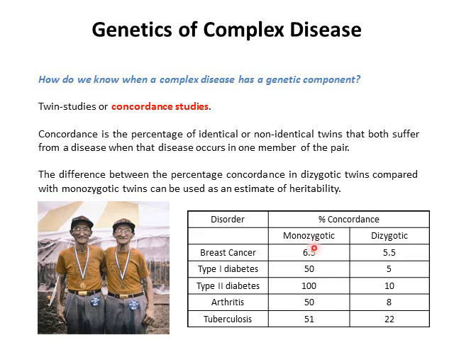So if we start with something like breast cancer, what we see is that the prevalence of breast cancer between dizygotic twins and monozygotic twins is quite similar. There's no increase there. So if you're a monozygotic twin and your sibling develops breast cancer, there's very little evidence to suggest that you're also going to go on and develop breast cancer as well. Yeah? So quite a weak genetic component to breast cancer.